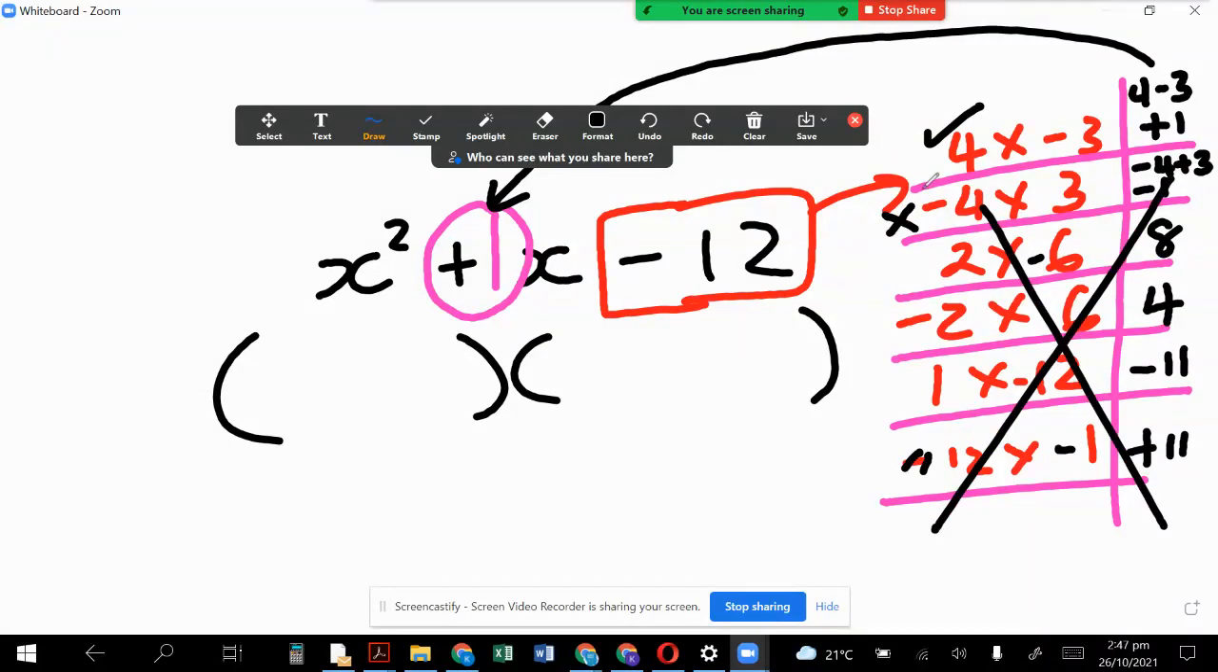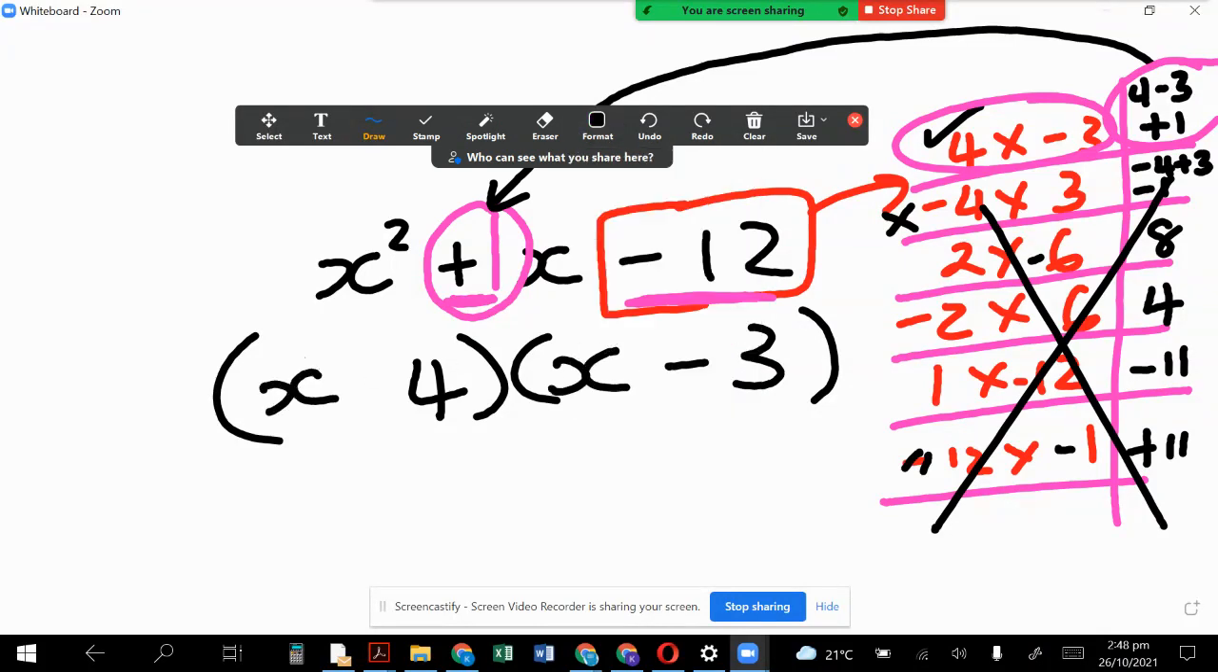The correct answer, you need to have 4, and you need to have negative 3. And you can see it adds up to the middle term. 4 minus 3 gives you my middle term, and 4 times negative 3 gives you my last term. So I know it's correct. X and X in the beginning, and plus next to the 4, and we're done.